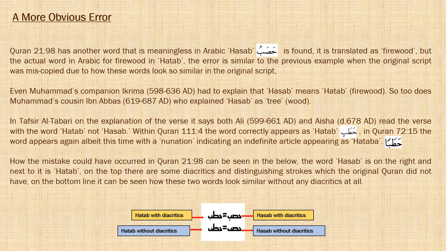Within Quran chapter 111, verse 4, the word is correctly written, and within Quran 72:15, the word again appears correctly, albeit this time it is written with a nunation indicating an indefinite article, appearing as hataba. How the mistake could have occurred in Quran 21:98 can be seen below. The word hasab and next to it is hatab. On the top, the two words are written with some diacritics and distinguishing strokes which the original Quran did not have. On the bottom line, it can be seen how these two words look so similar without any diacritics at all.